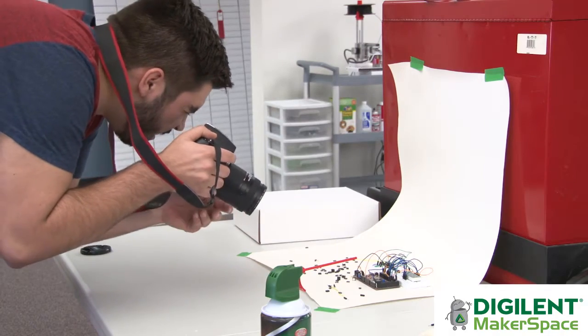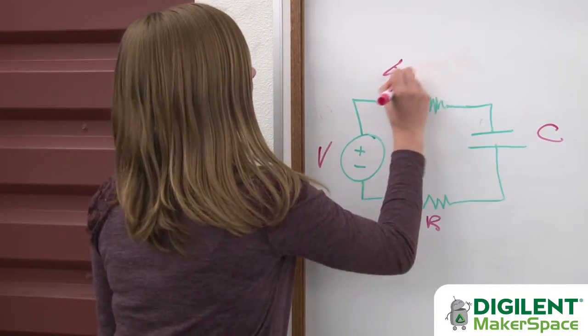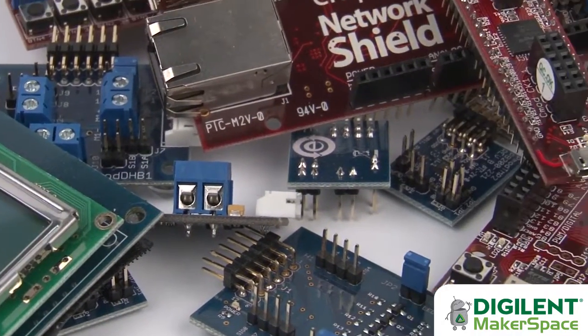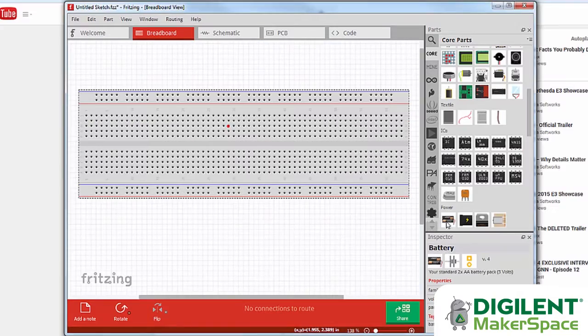Are you tired of trying to take detailed pictures of your circuits? Or are you frustrated with hand-drawn circuit images? Well, we're here to announce that some Digilent parts are now available as parts on Fritzing. Fritzing is a program that allows you to create high-quality images of circuits by dragging and dropping components.